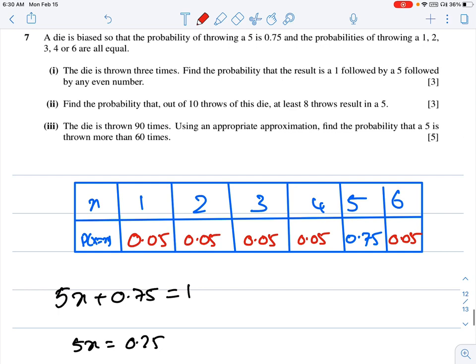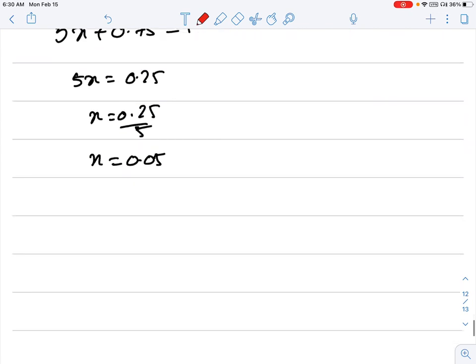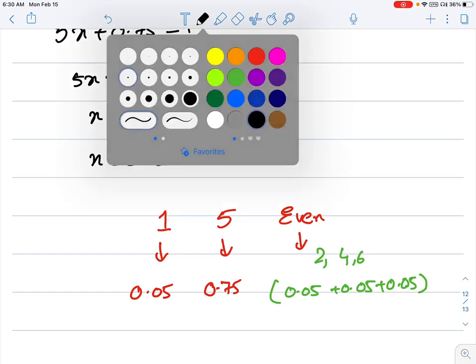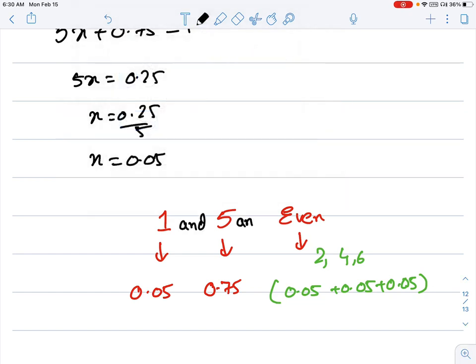Now find the probability that the result is 1 followed by 5 followed by any even number. So in 3 throws I should get 1, 5 and an even number. Probability of 1 is 0.05. Probability of 5 is 0.75. Probability of an even number: the even numbers are 2, 4, 6, so it can be 2 or 4 or 6. So multiply all this, because 'and' means multiplication, and 'or' means addition.